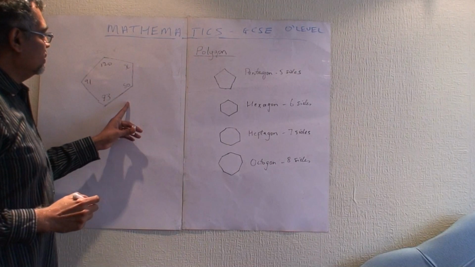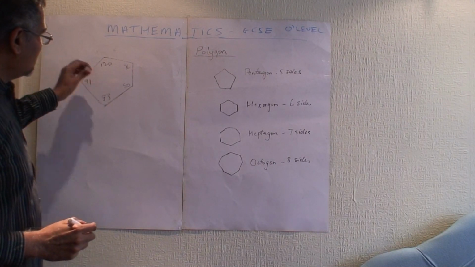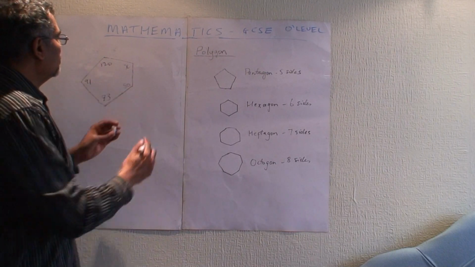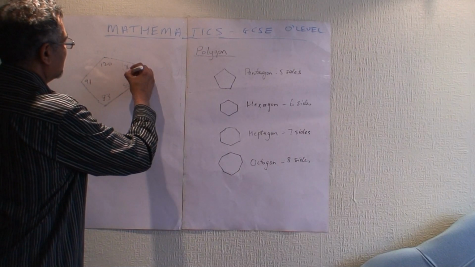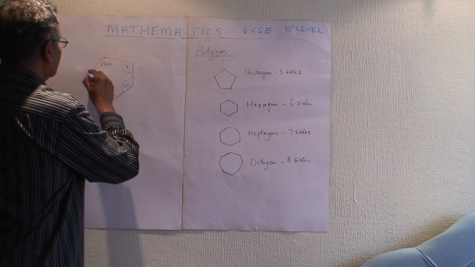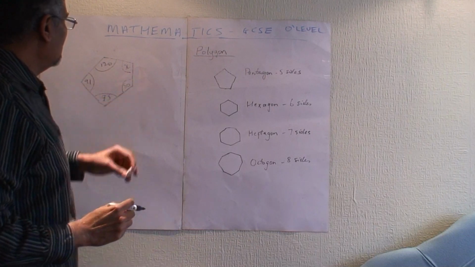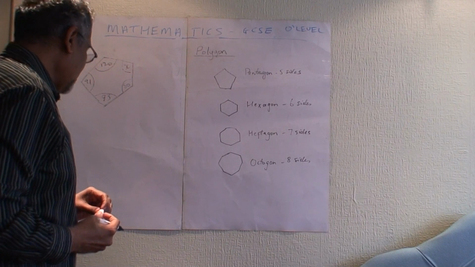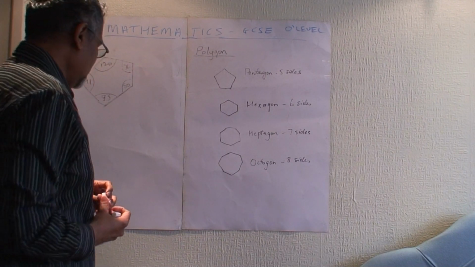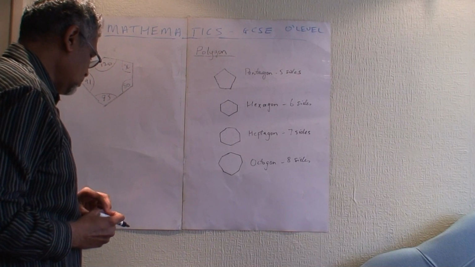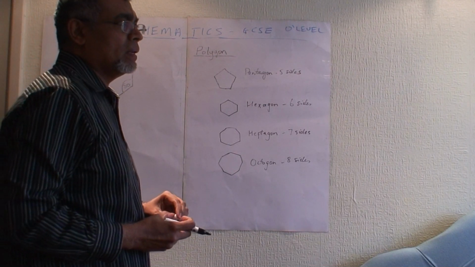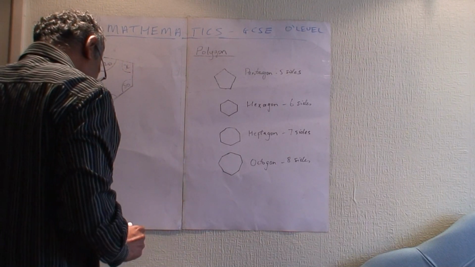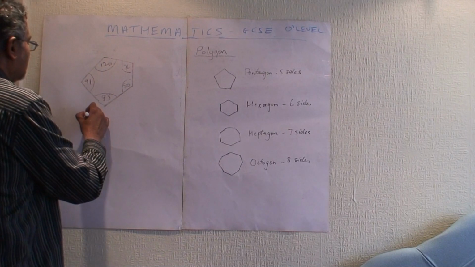So here we have a polygon, a shape of 5 sides, but we don't know what this angle is here. We know this angle, we know that angle, we know this angle, we know that angle, but we cannot find what this angle is. Now there is a formula that we use to find the total interior angles.